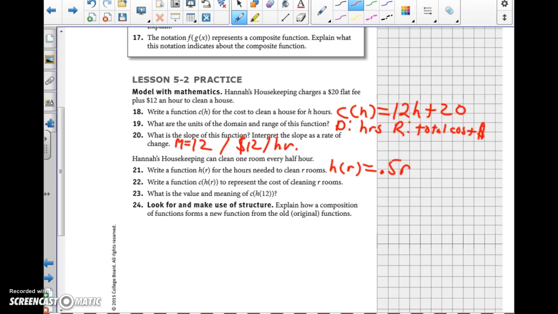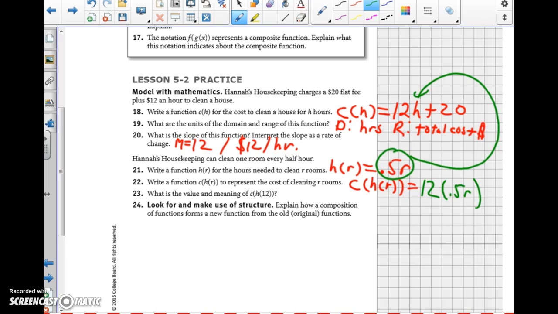Is right. Good job. Okay, now, write a function C of H of R to represent the cost of cleaning our roofs. Now, that's what you guys worked on for homework last time. So, all right, here's what you're going to do. You're going to put 0.5R into H, right? Okay, so you're going to get 12, there's H, you're going to put 0.5R, and then plus 20, right?